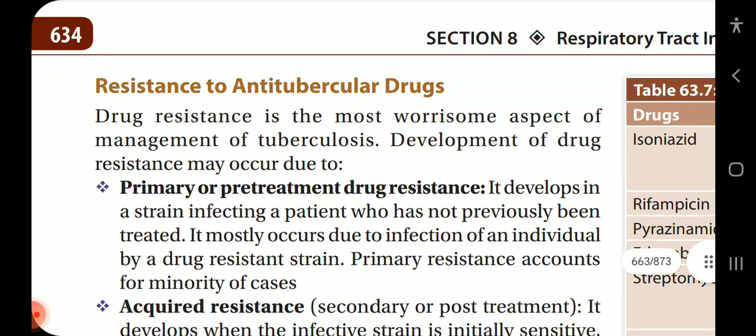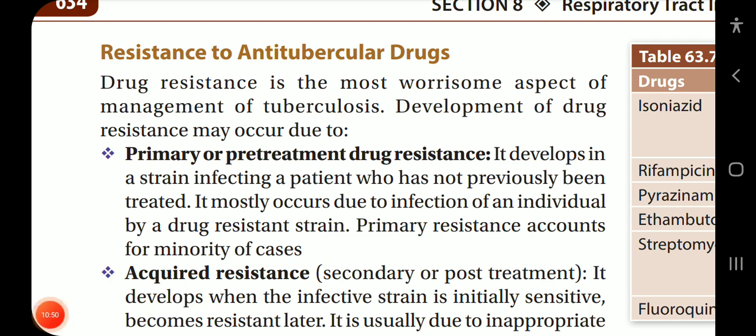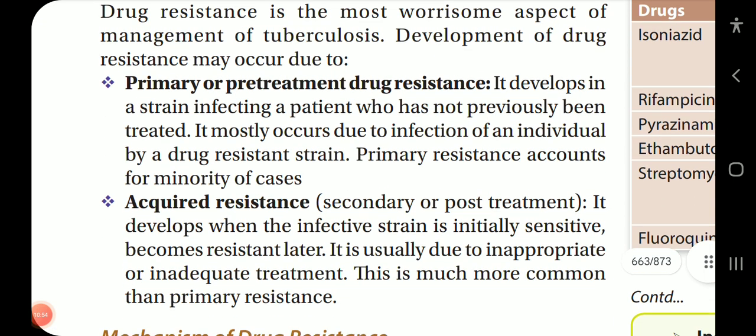Now, resistance to anti-tubercular drugs. Drug resistance is the most worrisome aspect of management of tuberculosis. Development of drug resistance may occur as primary or pre-treatment drug resistance, which develops in a strain infecting a patient who has not previously been treated. It mostly occurs due to the infection of an individual by a drug-resistant strain.